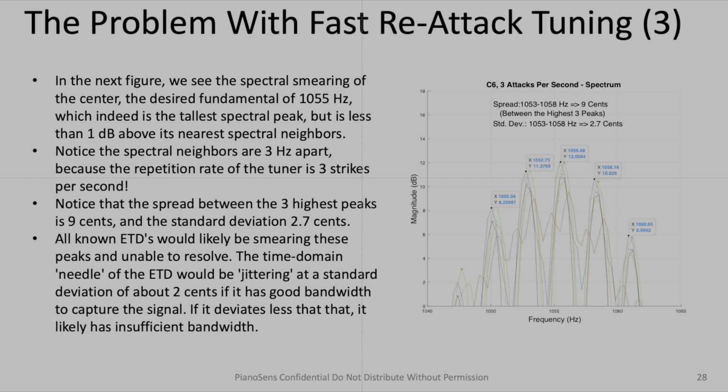Notice that the spread between the 3 highest peaks is 9 cents. The standard deviation is 2.7 cents. All known ETDs would likely be smearing these peaks in their spectral analysis and unable to resolve them. The time domain needle of the ETD would likely be jittering somewhere near that standard deviation spread of around 2 cents, if it has good bandwidth to capture the signal. If the needle of the ETD is less than that deviation, it likely has insufficient bandwidth.